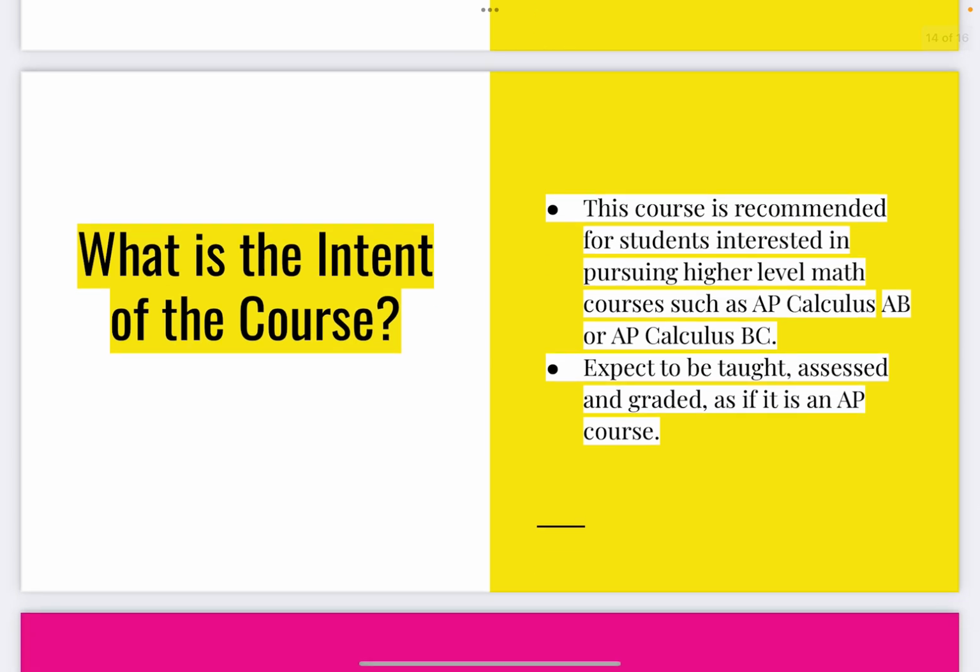Finally, what is the intent of the course, meaning Algebra 2 Honors in this case? So this course is really recommended for students who are interested in pursuing higher level math courses such as AP Calc AB or AP Calc BC. So you need to expect the course to be taught, assessed, and graded as if it is an AP course. And it's known to be one of the more difficult courses at Livingston High School.